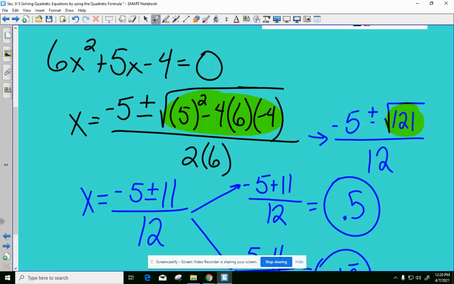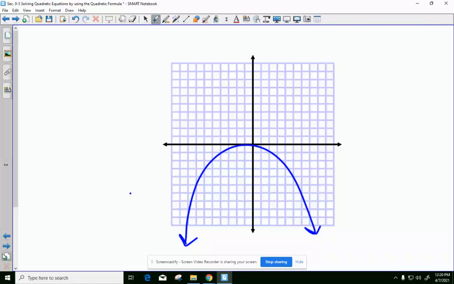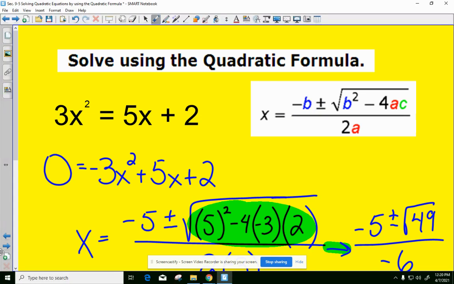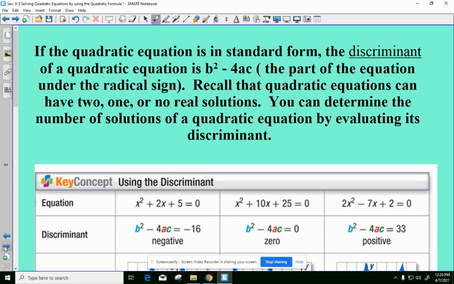Well, if the b squared minus 4ac was positive, I got 2 answers. If it was negative, I got no answer. There's only one other possibility. Zero. What if it's equal to 0? Okay, just one. Now, this b squared minus 4ac has a name, and it's called the discriminant.